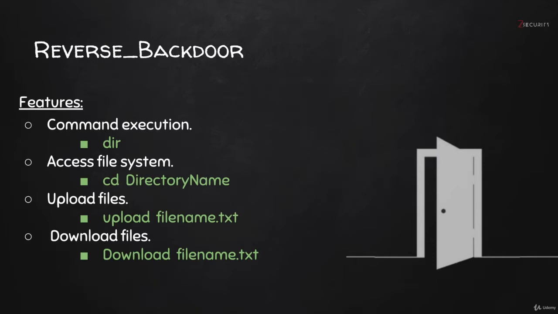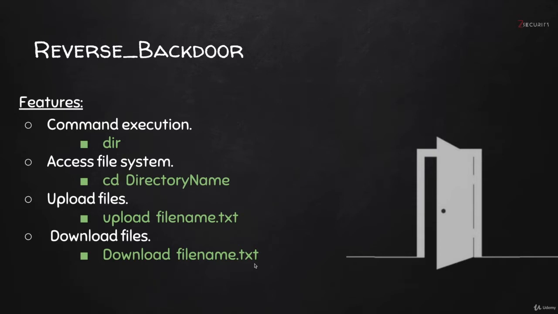Now, it's always a good idea to think before we start programming. So if you look at all of the commands that we want to implement, they all take some sort of an argument or option. So when we want to use the cd, we're given the directory name. When we want to upload a file, we're given the file name. And when we want to download a file, we're downloading the file name.